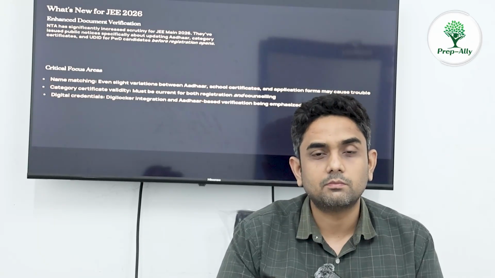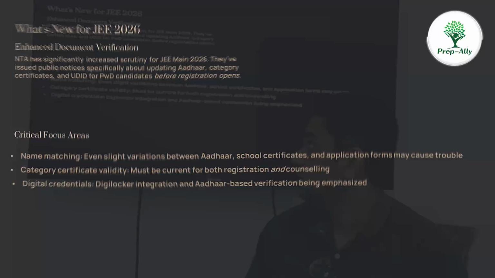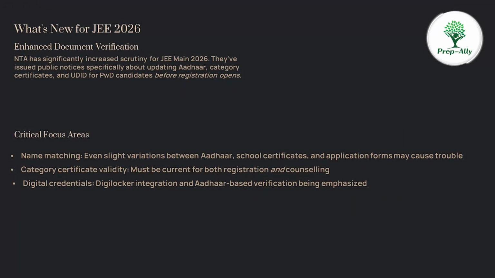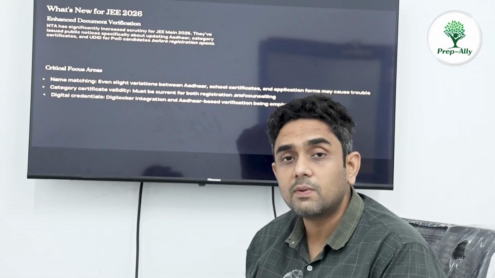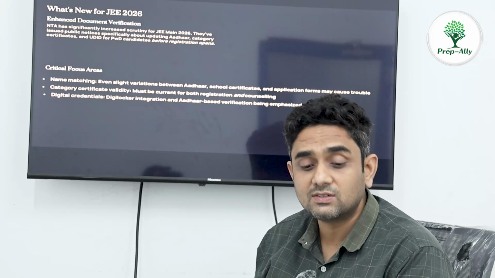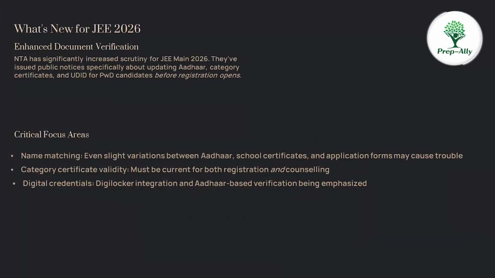In fact, this time in JEE 2026, they will be looking for UDID for PWD. It is kind of compulsory, so get that. And also the Aadhaar, preferably Aadhaar should match. Since last year, as I've told, it is compulsory to give this information at the time of registration itself. And special focus, again I'm repeating this because it is that important, special focus on name matching and category certificate validity. So if you are in EWS, OBC, validity is important.